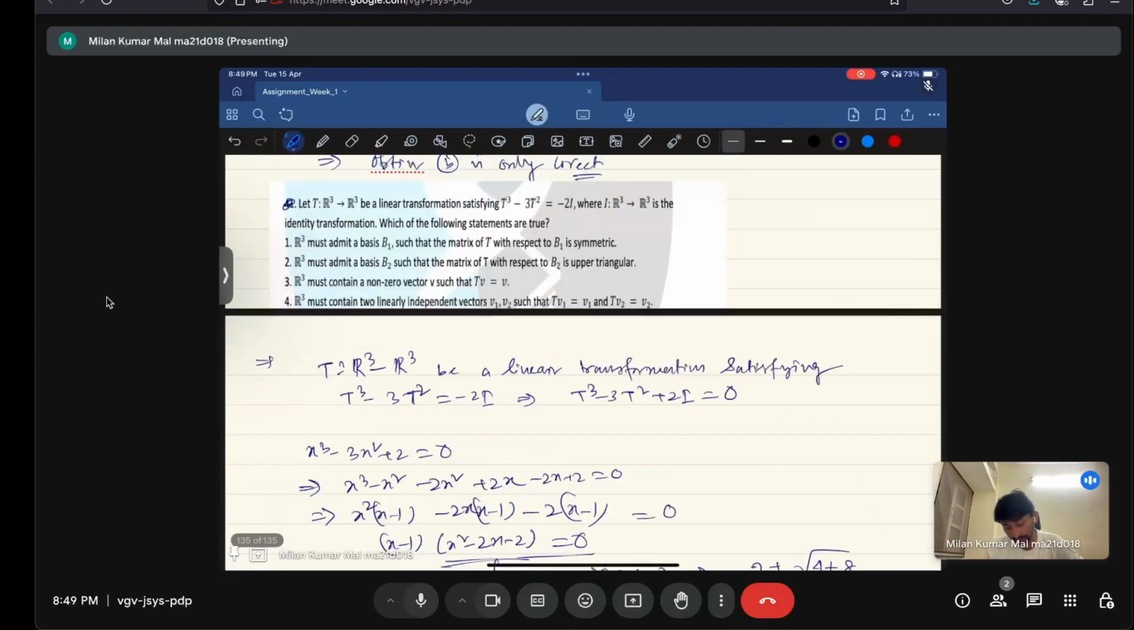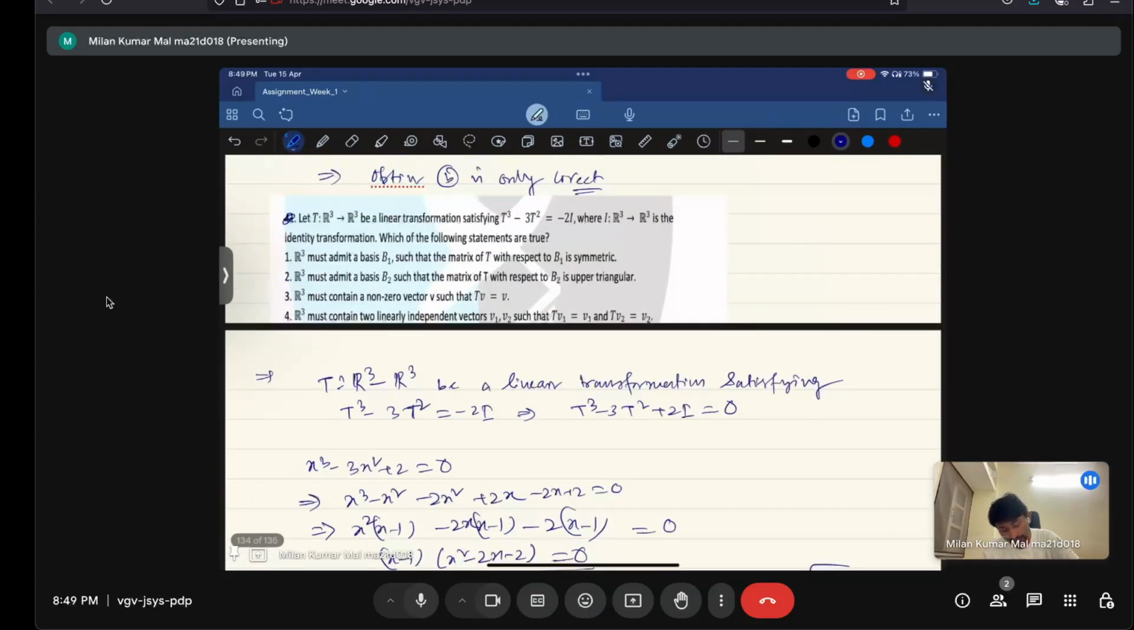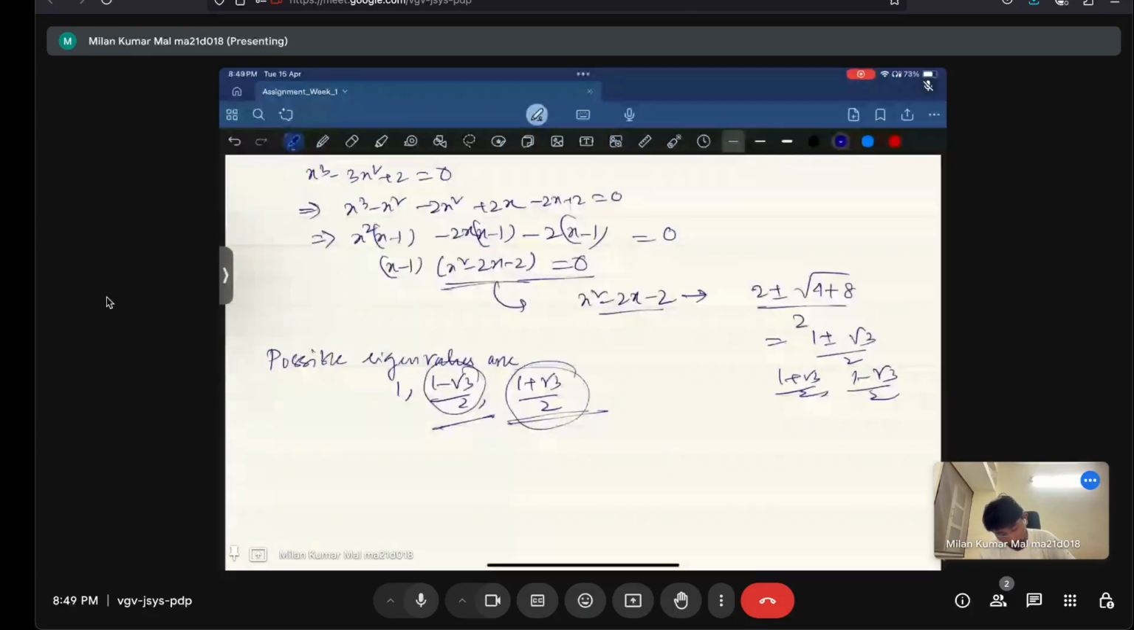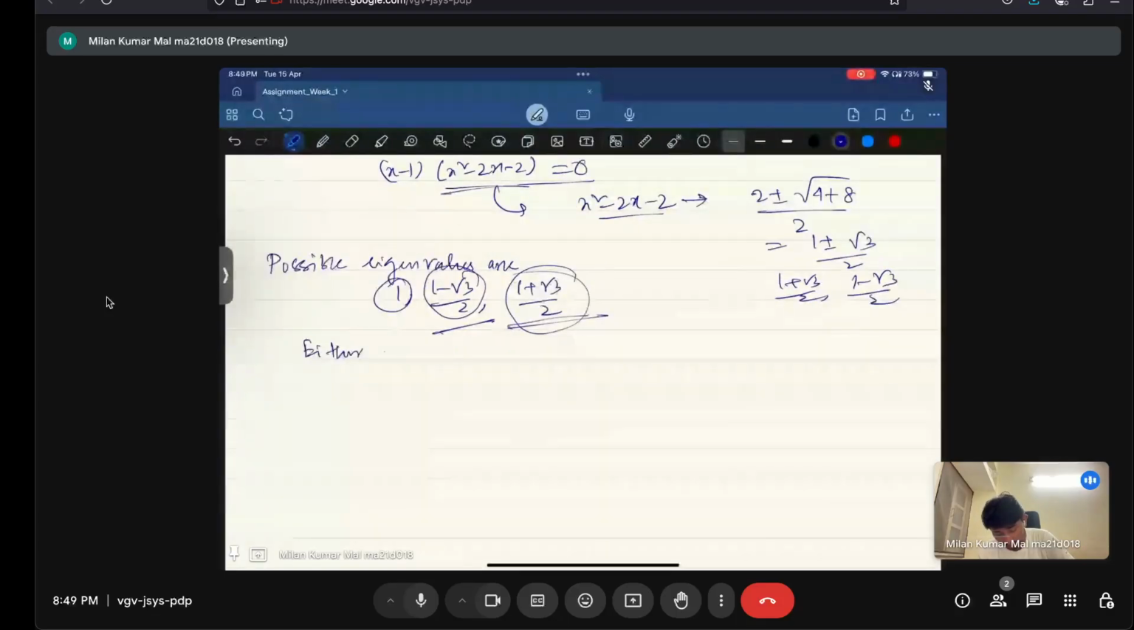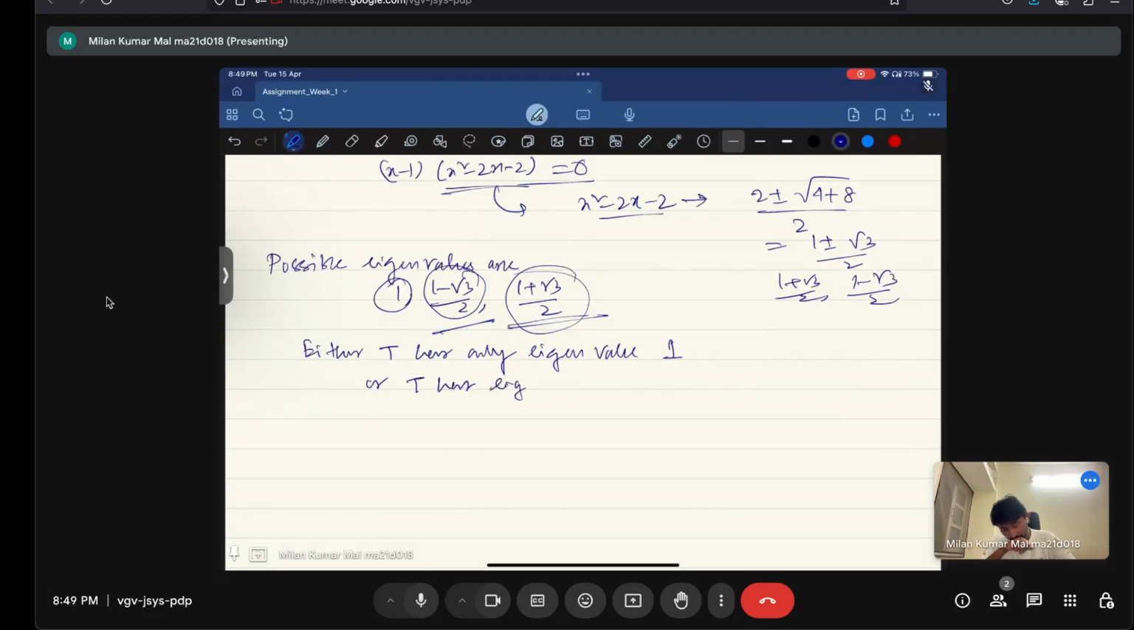So now the question is, it is said that one is an eigenvalue, so either t has only eigenvalue 1, or t has eigenvalues 1, 1 minus root 3 by 2, 1 plus root 3 by 2. So in this situation, one can get that t has to be equal to identity. So this is one of the choices.